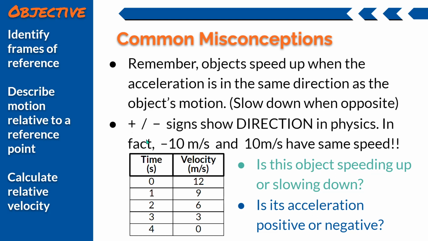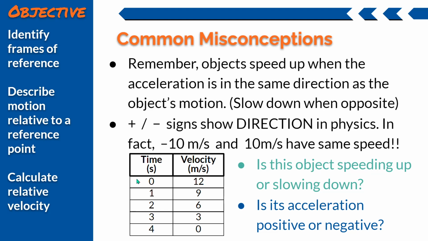Again, in physics, positive and negative signs show direction. In fact, negative 10 meters per second and 10 meters per second are the same speed. That just means one of them's going this way and one of them's going this way. But if I asked you which is faster, you're supposed to tell me they're the same. Okay, they're just going in opposite directions. So that negative sign just means it's going the other way.